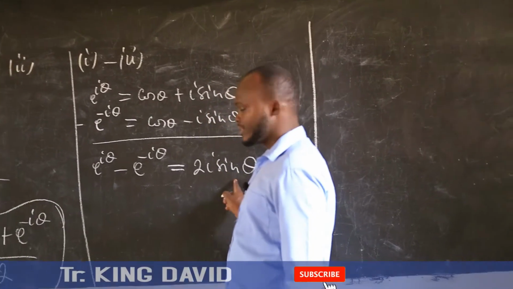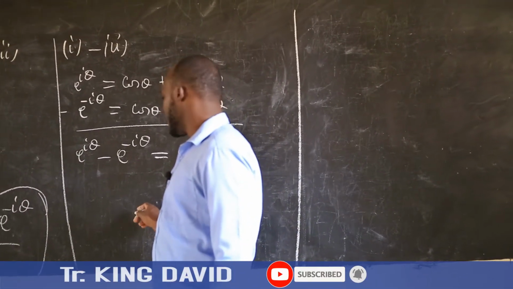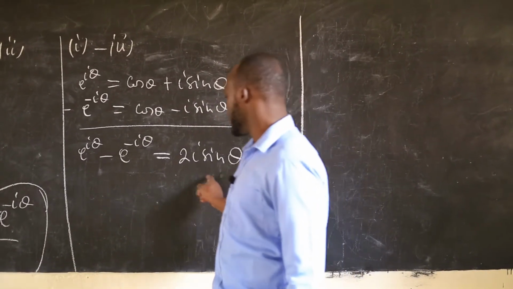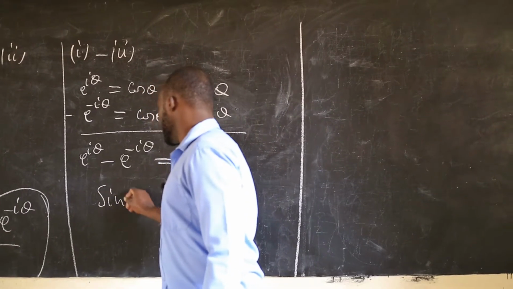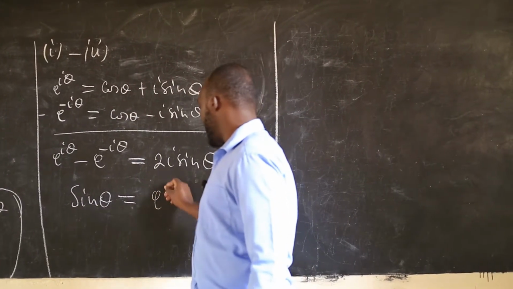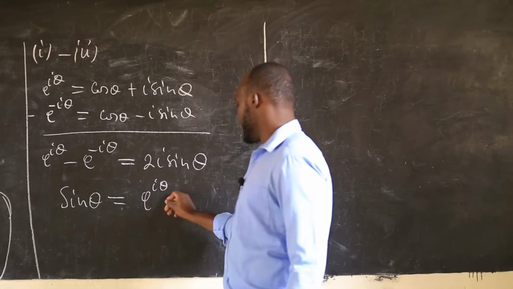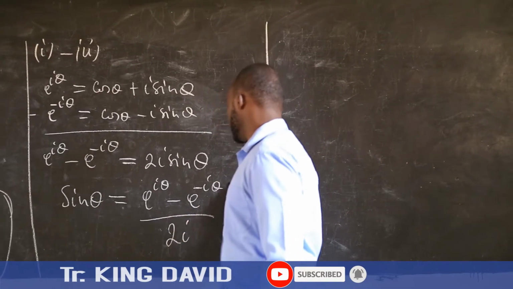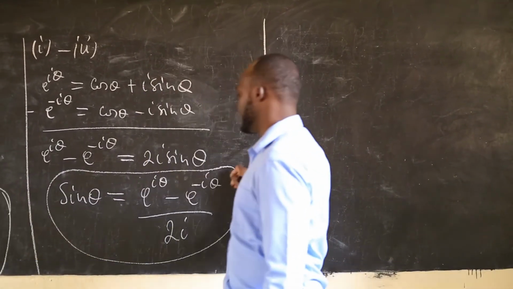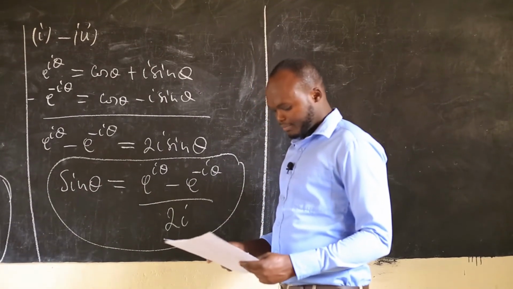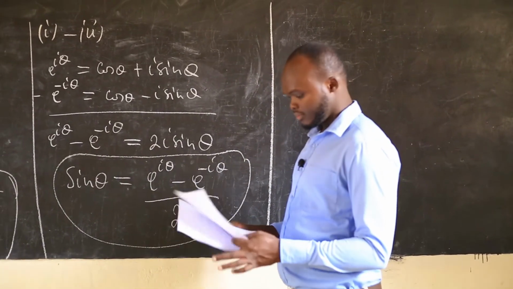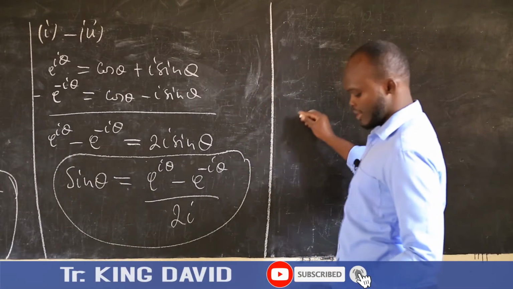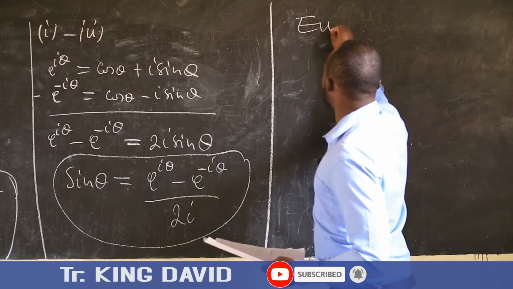So what is sine only? We make sine angle the subject of the formula. Our sine angle will be equal to e power i angle minus e power negative i angle divided by 2i. So that's the formula for sine angle. How do we call those? We call them Euler's formulas.